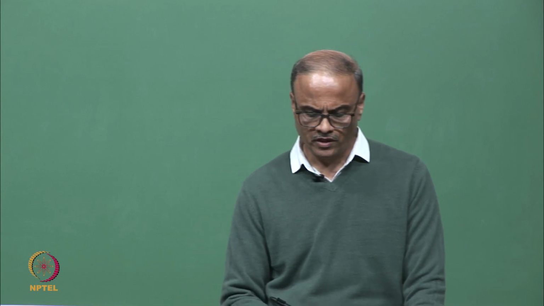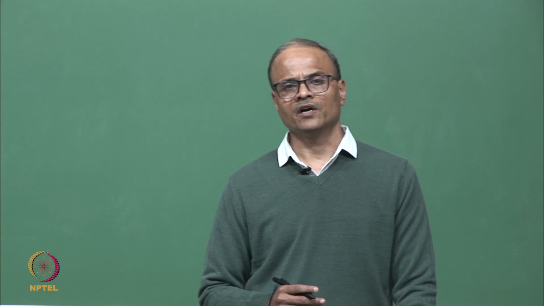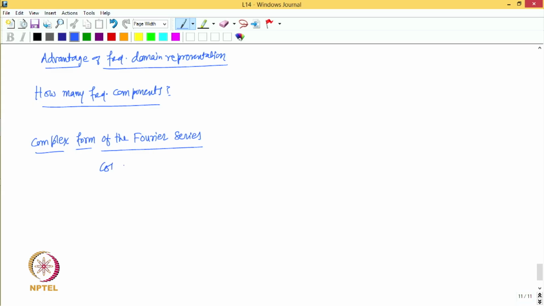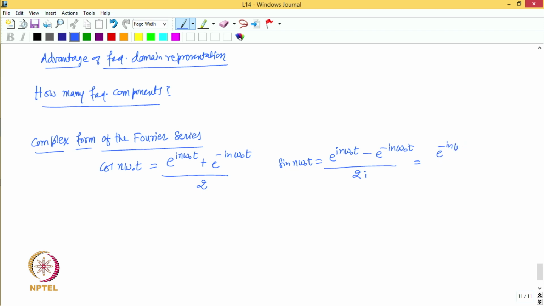In the complex form of the Fourier series, we can use Euler's identity to represent the sine and cosine harmonic signals. We know that cos n omega naught t can be written as e to the power i n omega naught t plus e to the power minus i n omega naught t, upon 2. And sin n omega naught t can be written as e to the power i n omega naught t minus e to the power minus i n omega naught t, upon 2i, which, if I multiply by i in the numerator and denominator, gives i times e to the power minus i n omega naught t minus e to the power i n omega naught t, divided by 2.